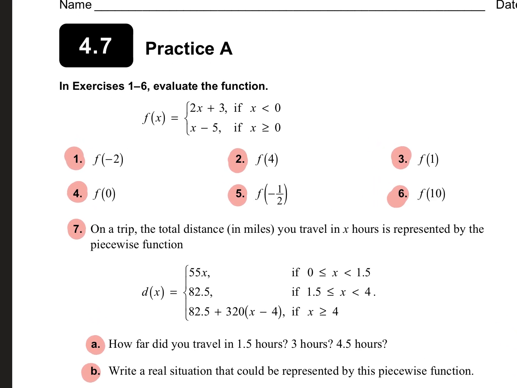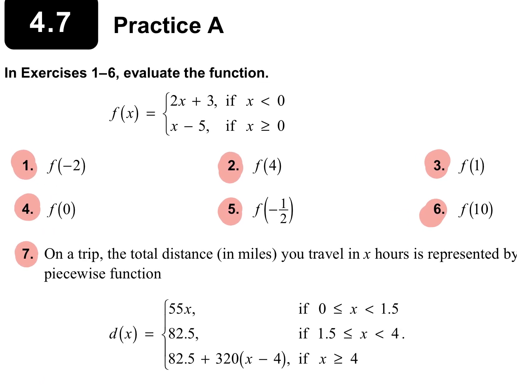So for 1 through 6, we have to figure out which piece each x value belongs to and then just plug it in to evaluate. So which piece would I look at for f of -2? The first one, because -2 is less than 0. So I'm looking at the first piece here. So what do I plug it into? The x. So -2 times -2 plus 3.